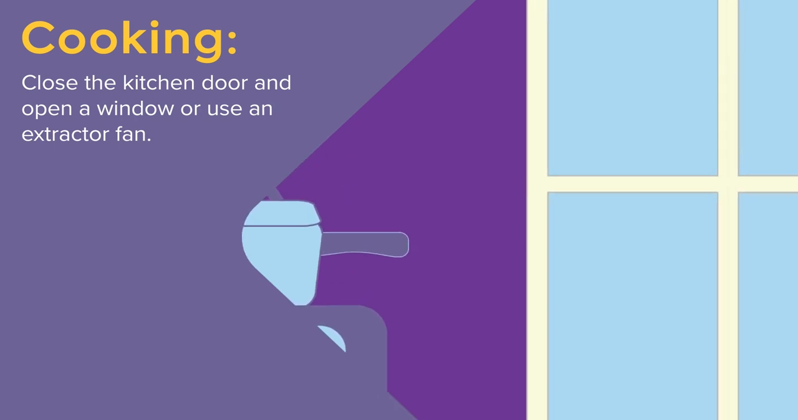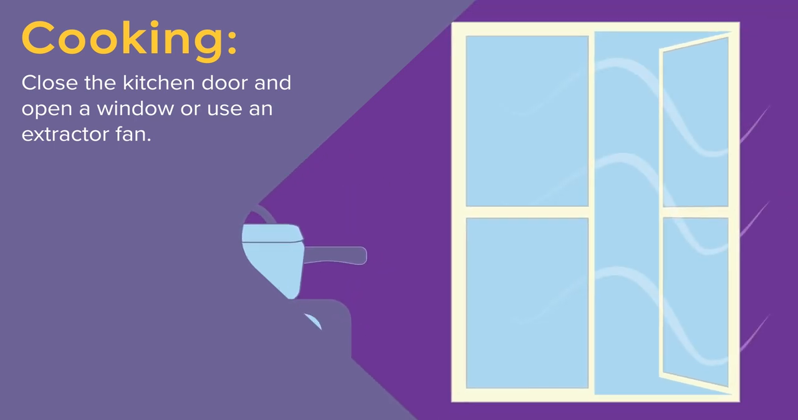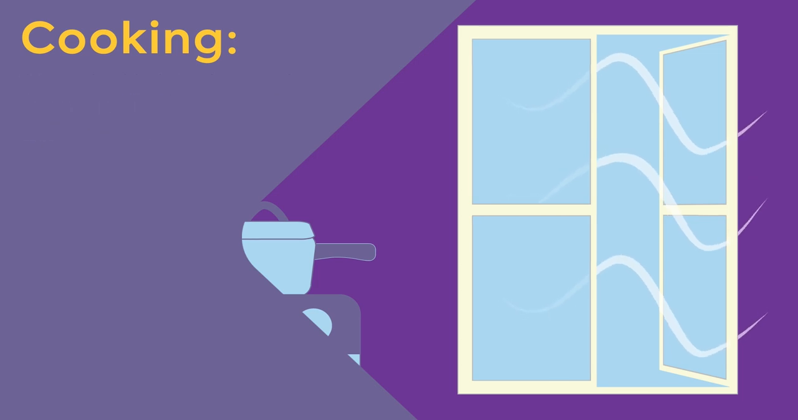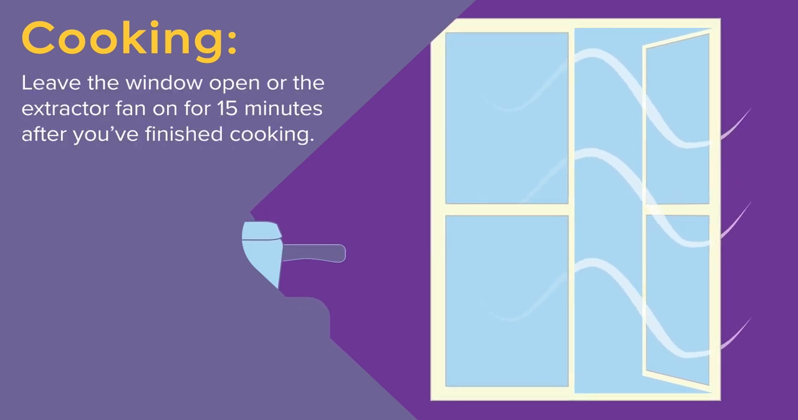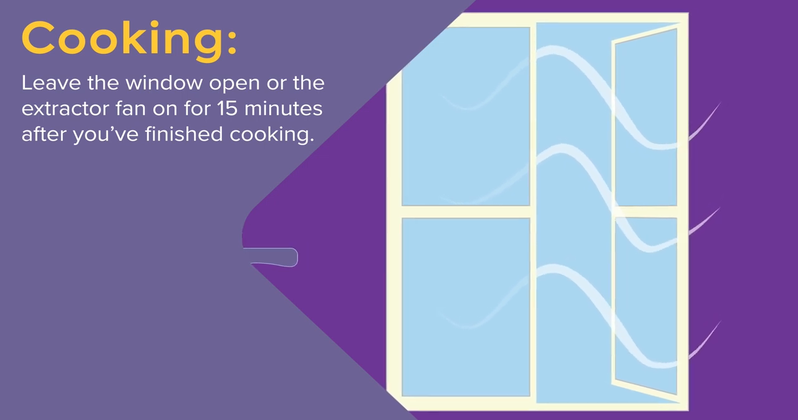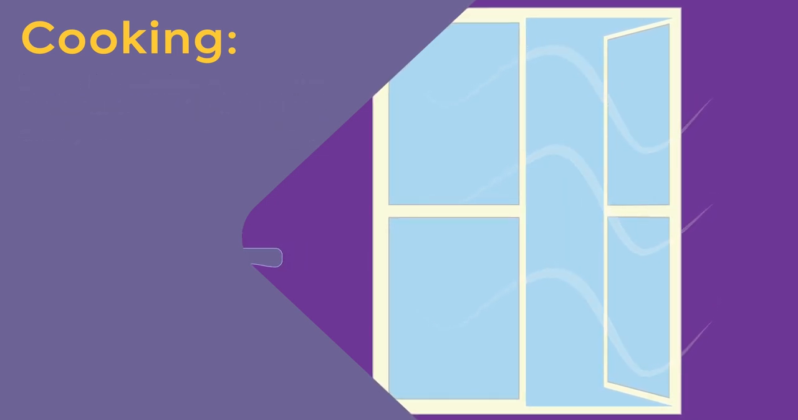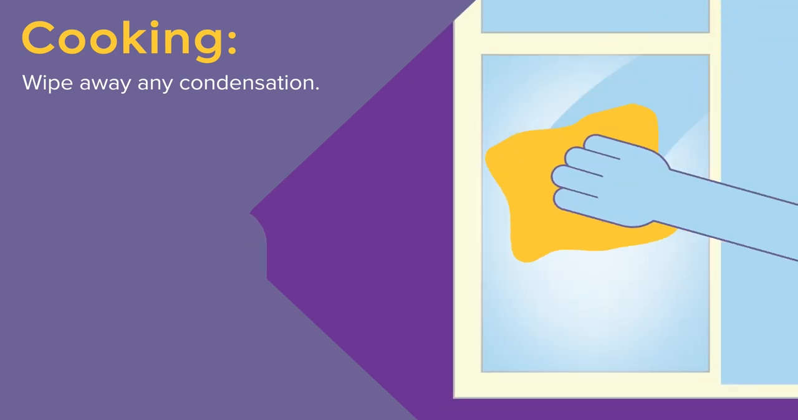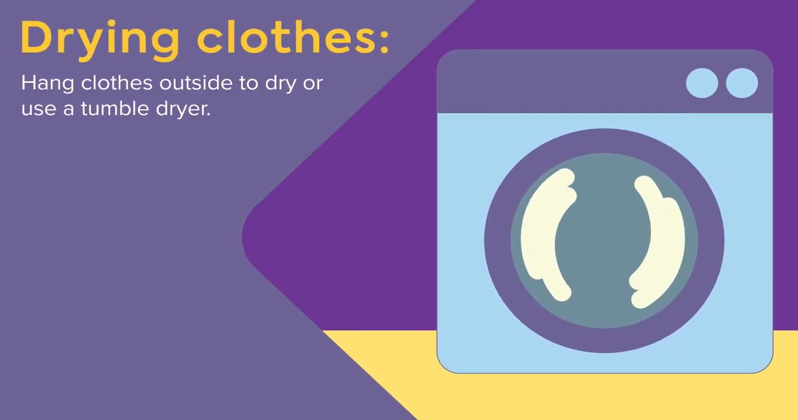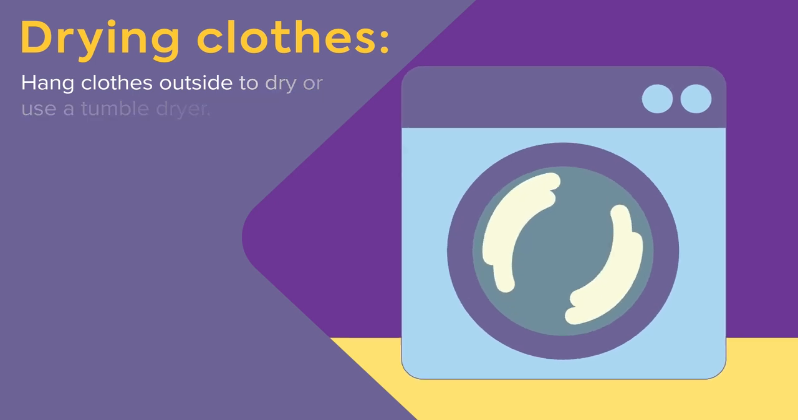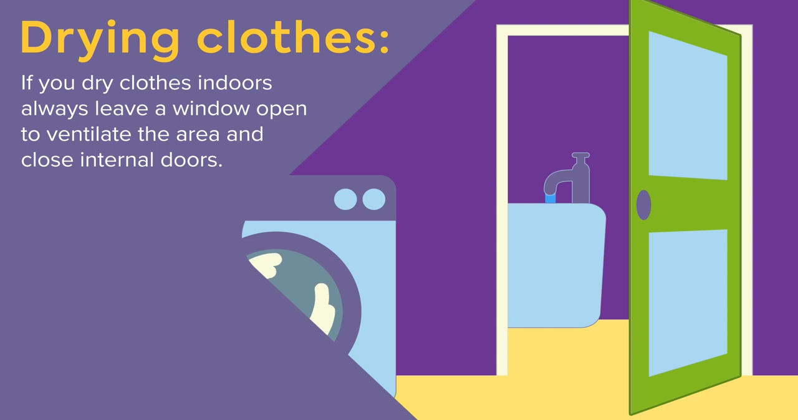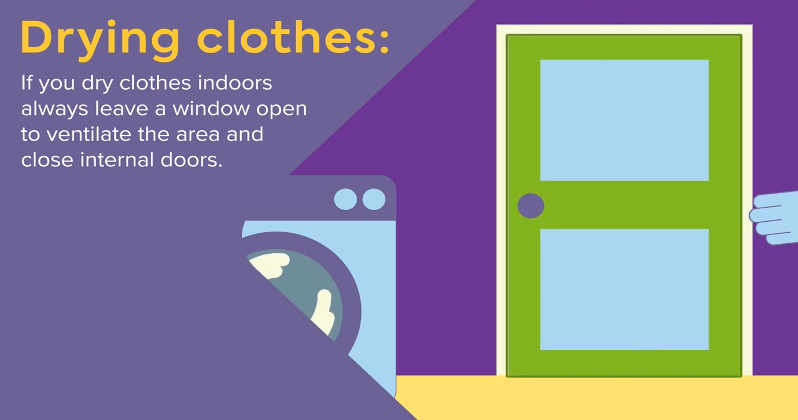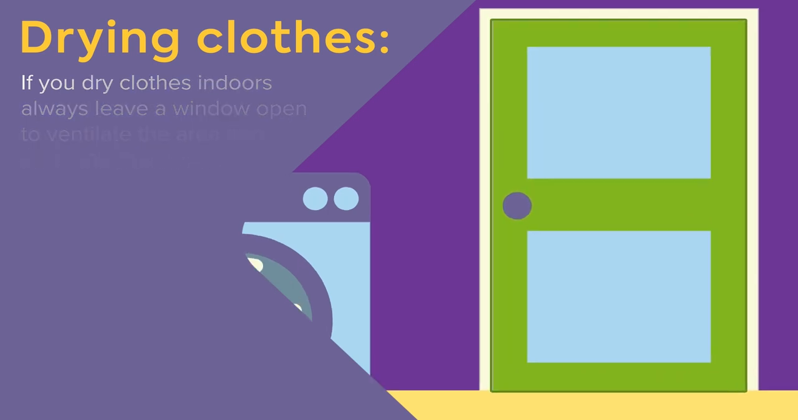Close the kitchen door and open a window or use an extractor fan. Leave the window open or the extractor fan on for 15 minutes after you've finished cooking. Wipe away any condensation. Drying clothes. Hang clothes outside to dry or use a tumble dryer. If you dry clothes indoors, always leave a window open to ventilate the area and close internal doors.